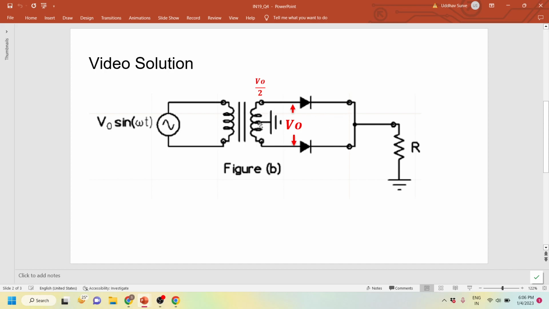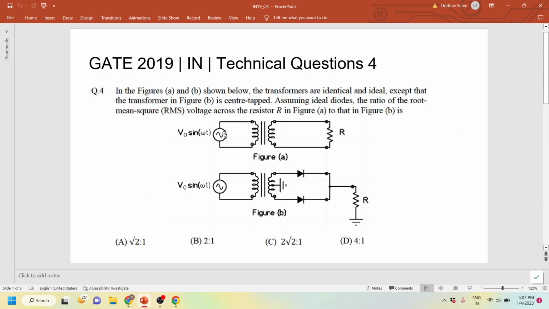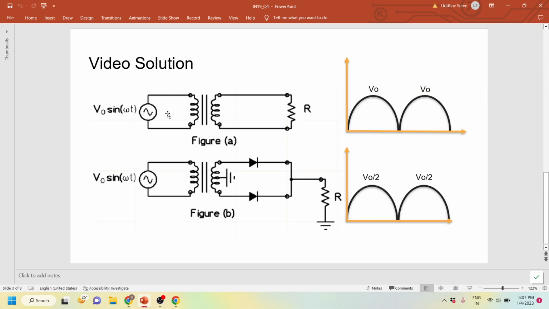However, in the negative cycle, similarly this bottom diode will conduct. So if we have to summarize both the pictures, in the first picture there is no center tap and no diode connection. So whatever voltage will come here will come across R, and as RMS voltage is asked, anyway we are going to square it later. So I'm just showing the rectified voltage. However, the voltage will be sinusoidal only across this R. Due to the RMS nature that is asked in the question, that's why I'm just showing the positive reflection of that in the negative cycle.